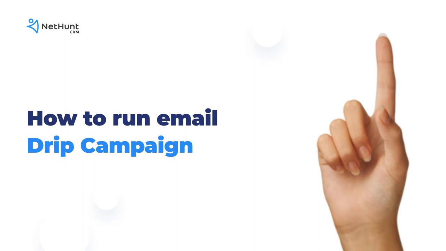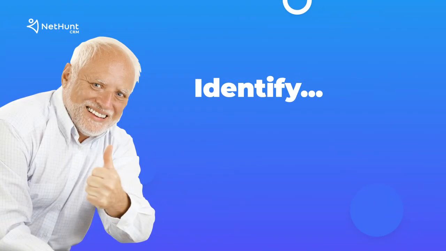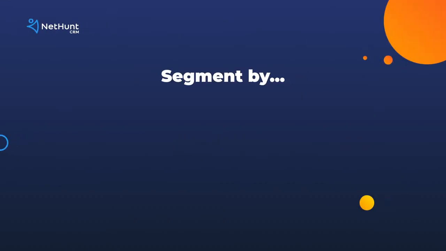Identify your target audience. First of all, you need to get the gist of your target audience. It's essentially identifying who they are, what they want, including what they don't realize they want, and how they behave. Drip marketing is based on 2 types of trigger-based segmentation.